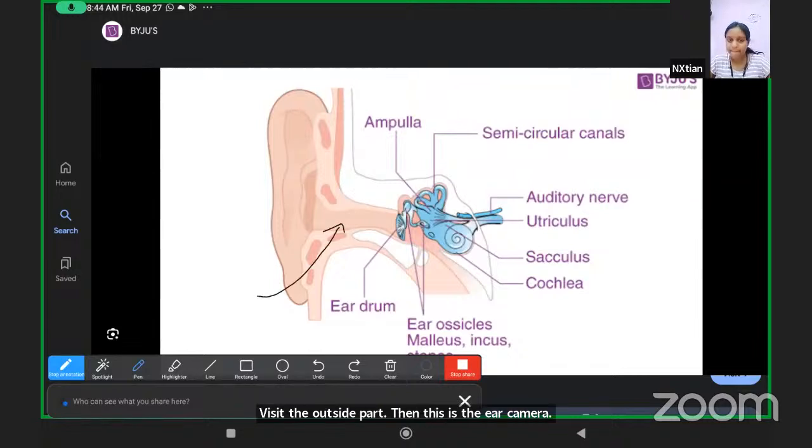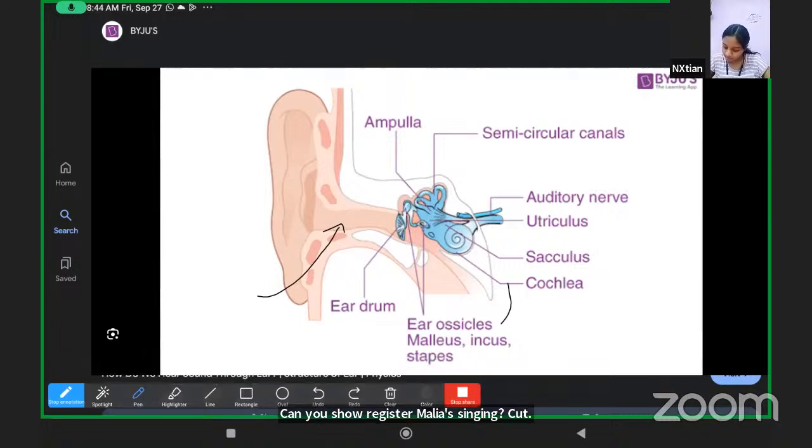Can you show which is the malleus, incus and stapes? Yes, here. The malleus, incus and stapes are present here. And the eardrum. Vibration of the eardrum then leads to this.